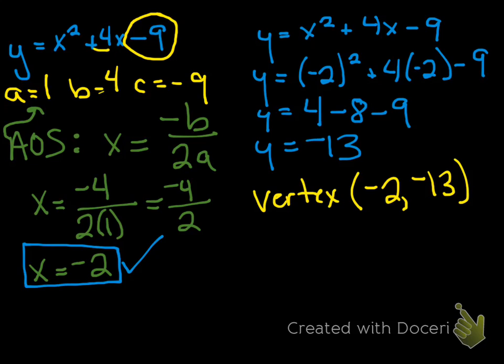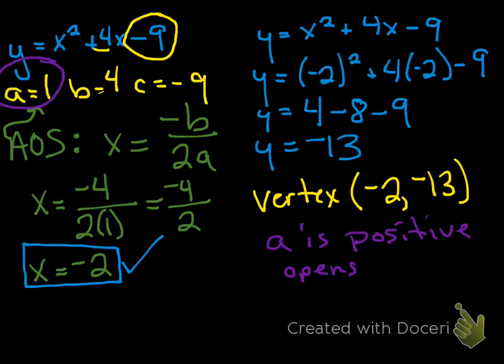Okay? And then it's asking you if it's a min or a max. So when you look at this, the way that you know that, if you look at your A term, if your A is positive, it opens up. And if it opens up, that means that it is a minimum. All right, let's try number 9.